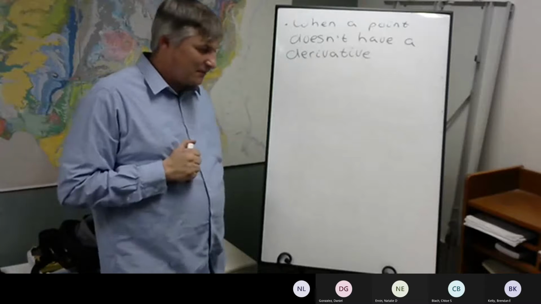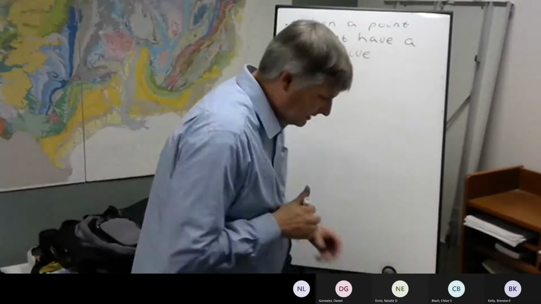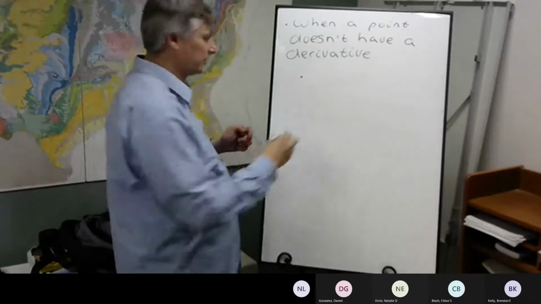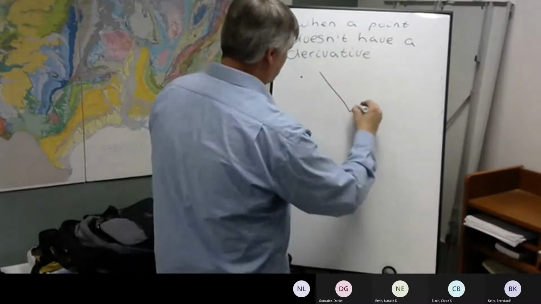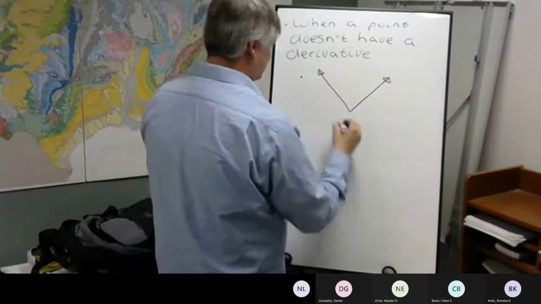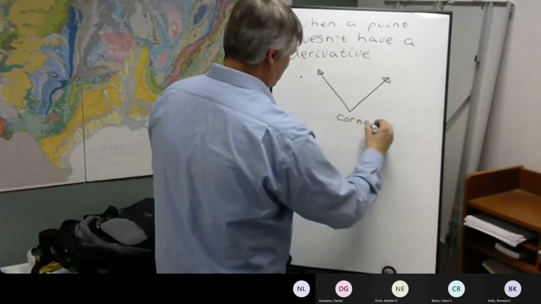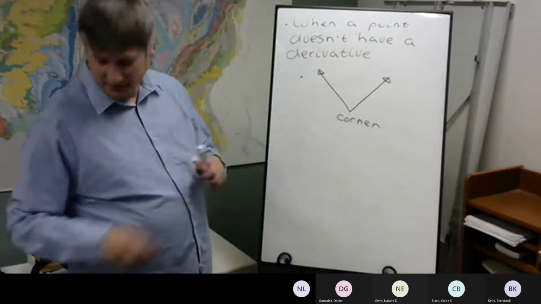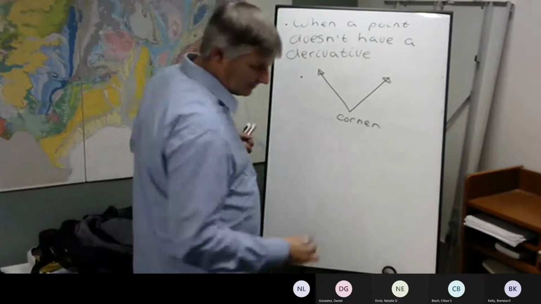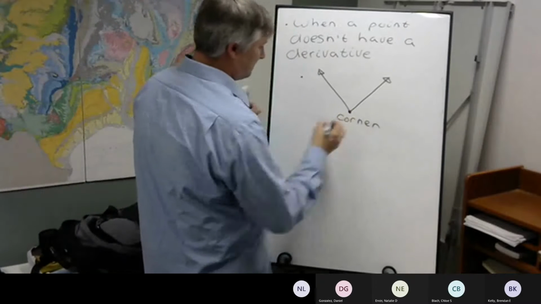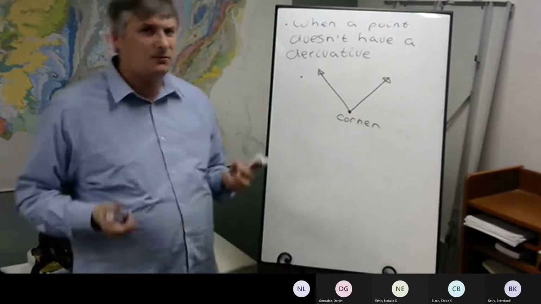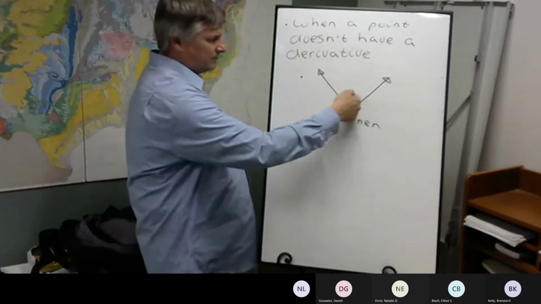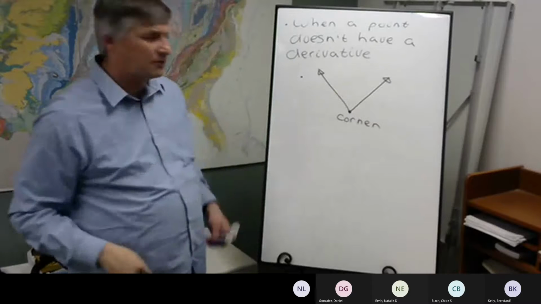So there are different reasons for this. One thing that you might see is what's called a corner. You'll lose a derivative at a corner point. And the reason is, if you take one-sided derivatives, for example, a right-side derivative or a left-side derivative, they're not going to be equal.